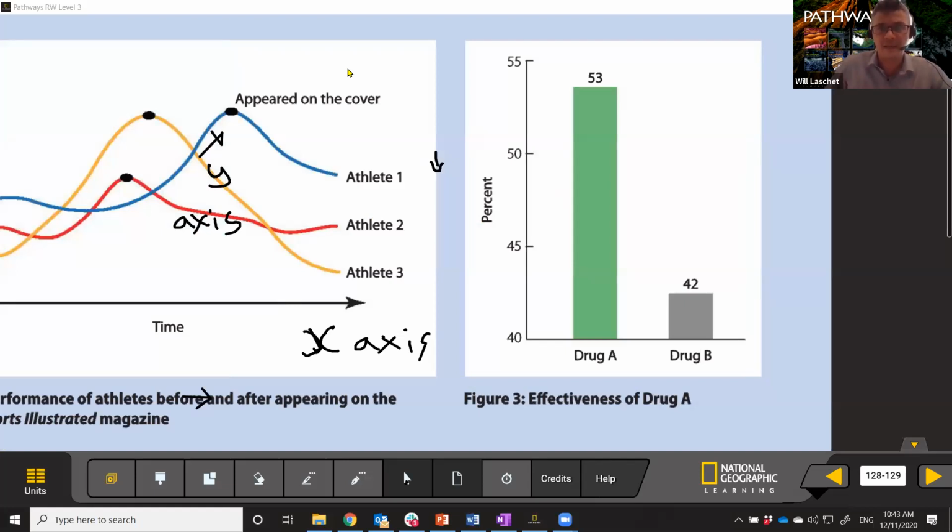So looking at the graph there, looking at the two drugs, I want you to tell me how much more effective was drug A than drug B. So we can see the chart here. Okay, so we've got about 10% more effective. Is it 50% more effective? Is it twice as effective? 3 times as effective? Is it 4 times as effective, or 5 times as effective? So we can see the data.